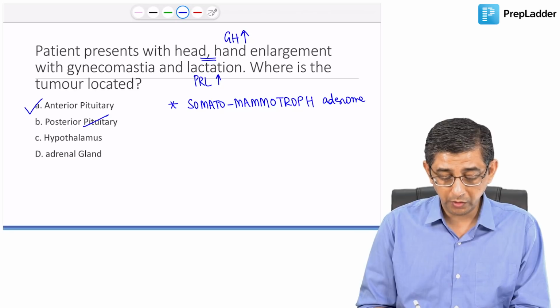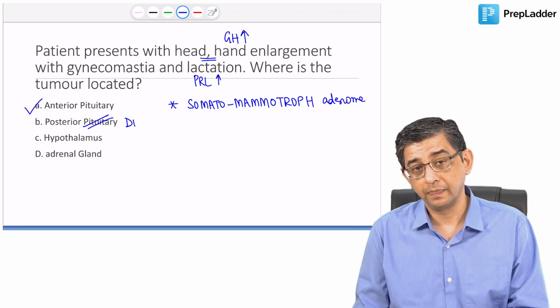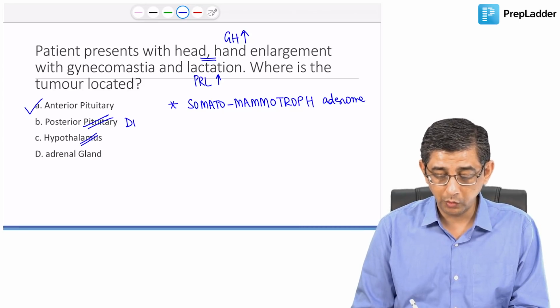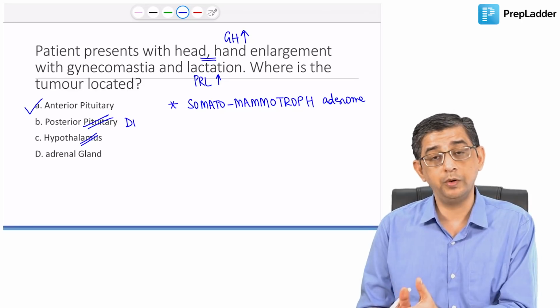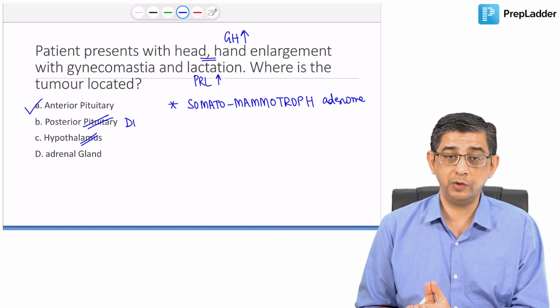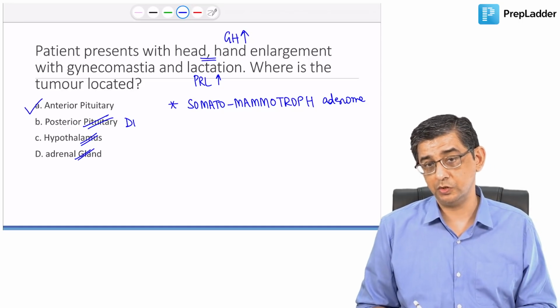You see, posterior pituitary anyway cannot be the answer because that is where you study about diabetes insipidus only, na? When it comes to hypothalamus, I'm ruling that out because hypothalamus controls the pituitary. In this condition, the main problem is excessive growth hormone as well as prolactin. And adrenal gland is anyway a dummy choice here. The correct answer to this question is option number A.